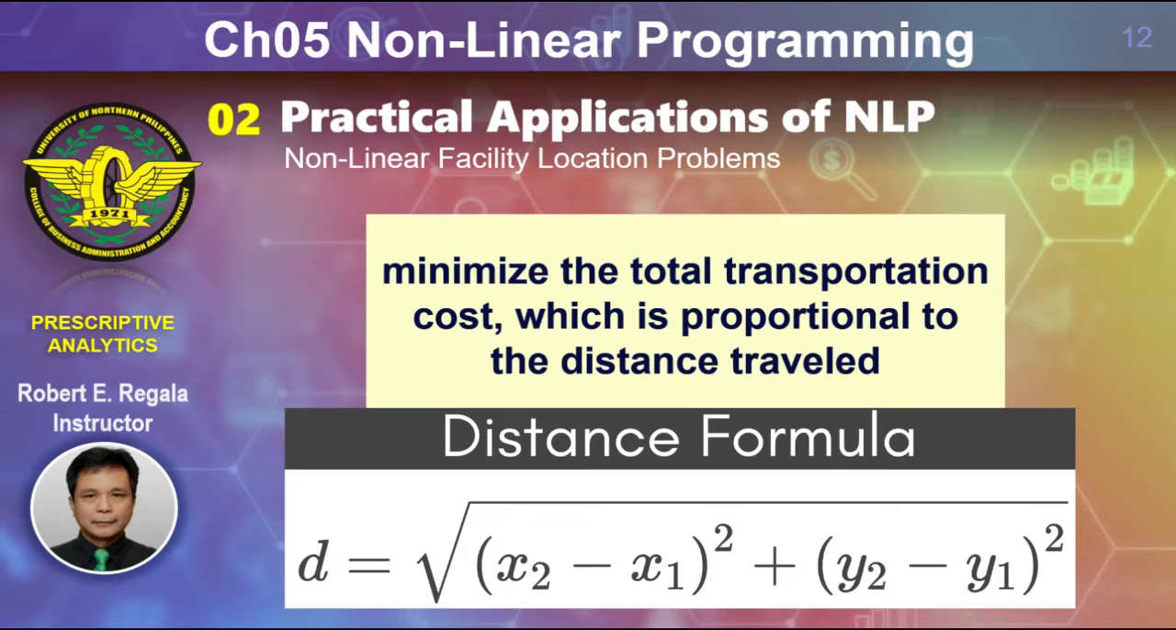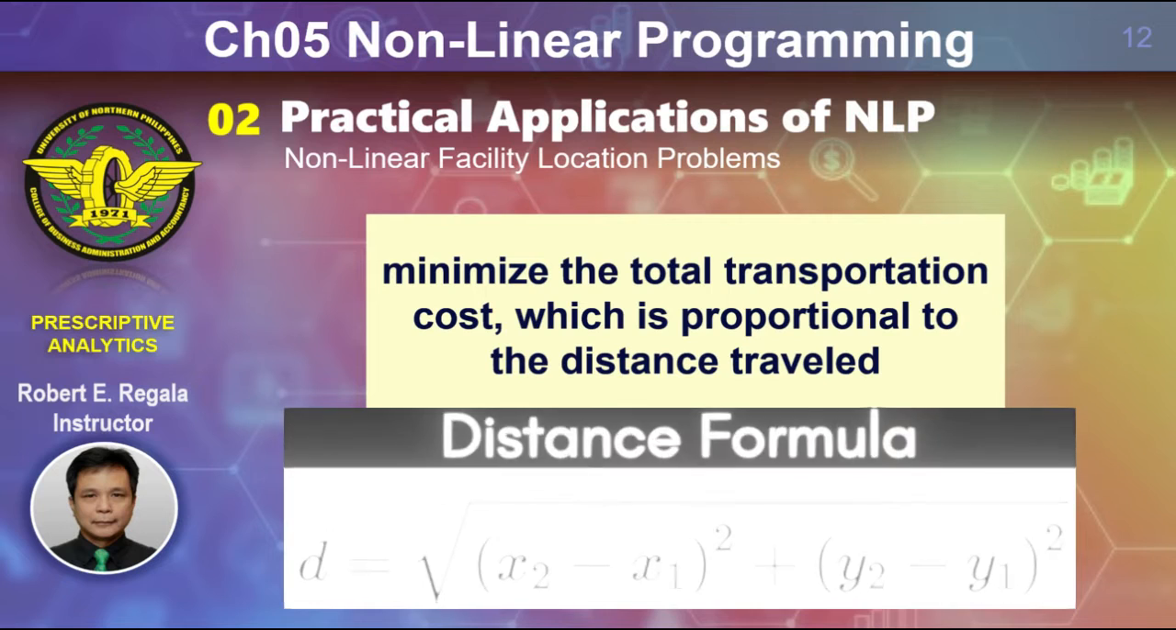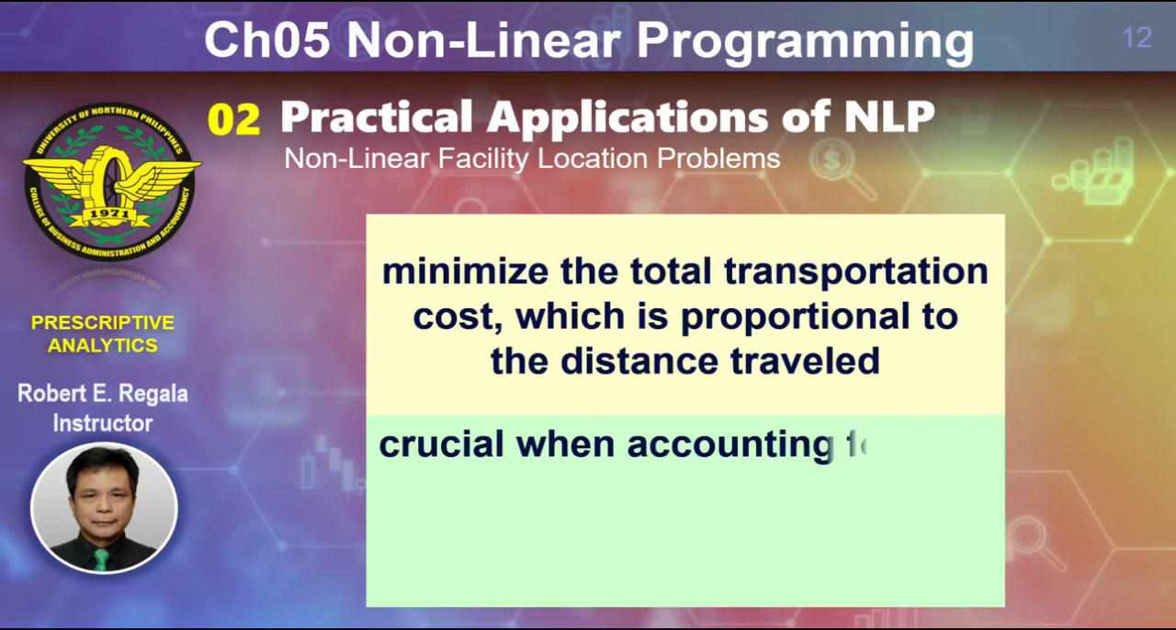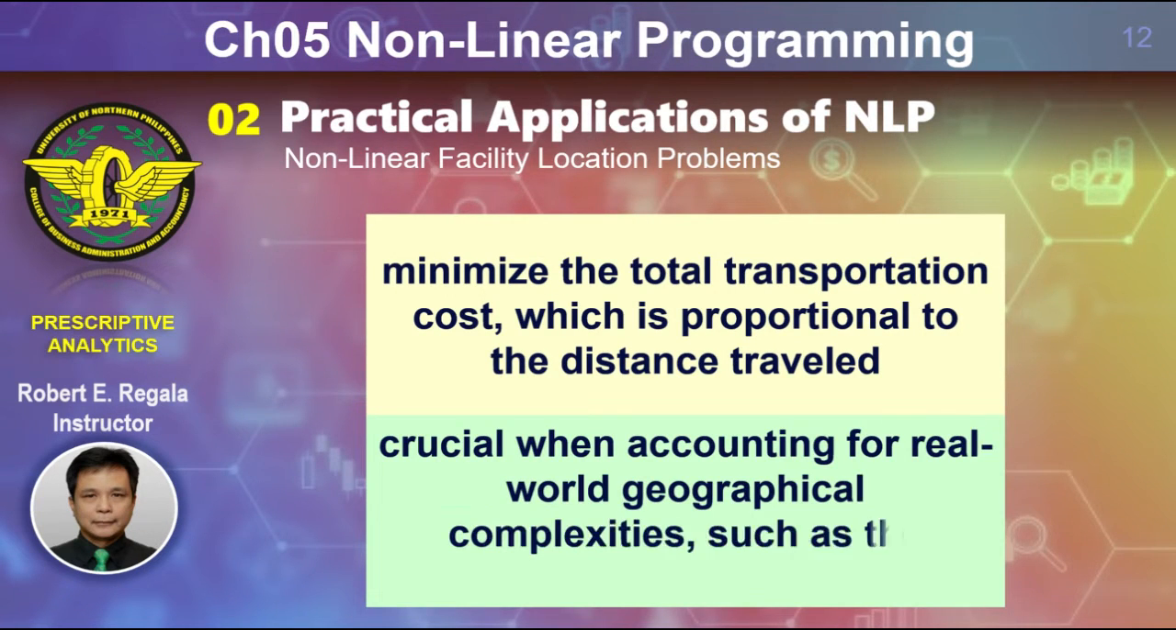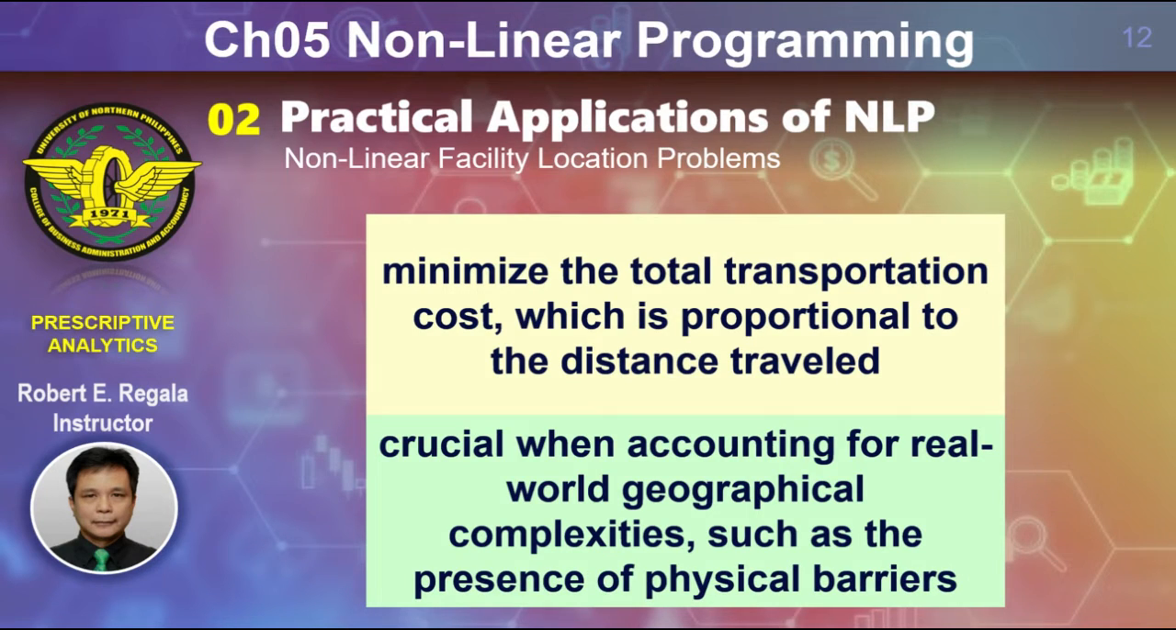The facility location problem seeks to minimize the sum of the weighted rectilinear or Euclidean distances from the new facility location to all existing demand points. NLP models are particularly crucial when accounting for real-world geographical complexities, such as the presence of physical barriers, for example, rivers or arc-shaped barriers. These barriers introduce complex, nonlinear constraints into the feasible region that must be modeled to accurately reflect transportation costs, often resulting in a mixed integer nonlinear programming (MINLP) formulation.